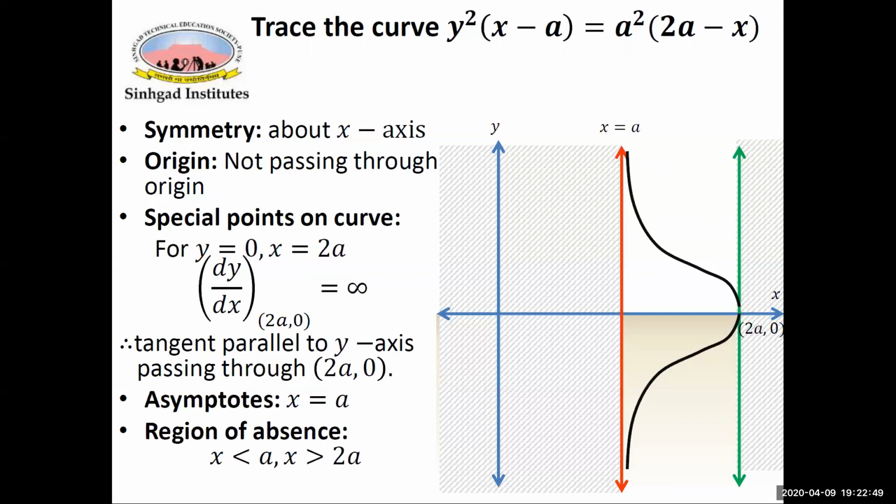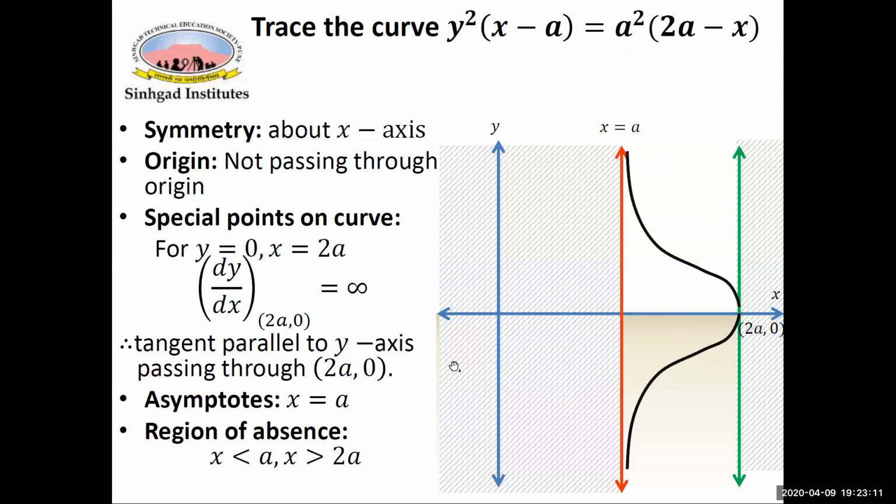Before a, I will consider one part of the plane. Between a to 2a, one part, and 2a to infinity will be the other part. So this is the line x equal to a. So this point is (a, 0). So before this is one region, this is another region, and this is the third region.